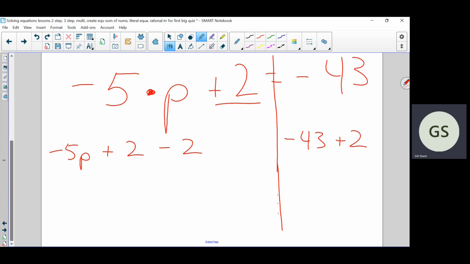If I do this, I've got to immediately come, and I don't do anything different at all. I don't change the number. I don't change the math. I say subtract 2.